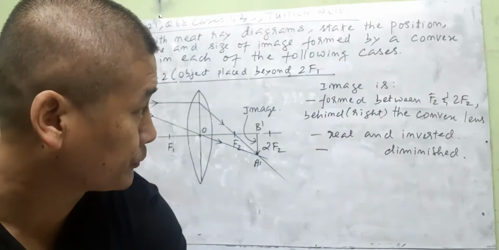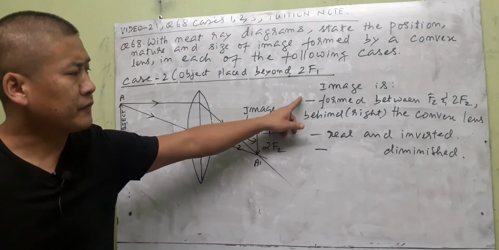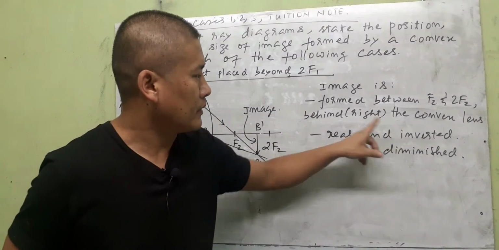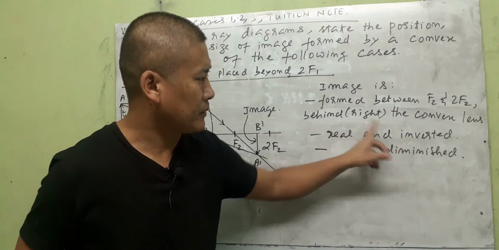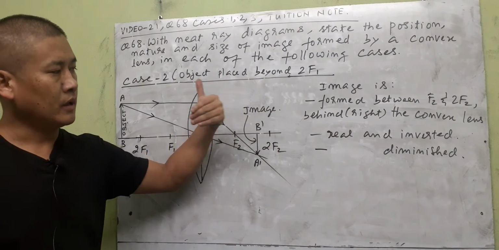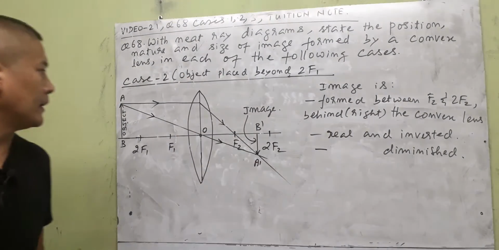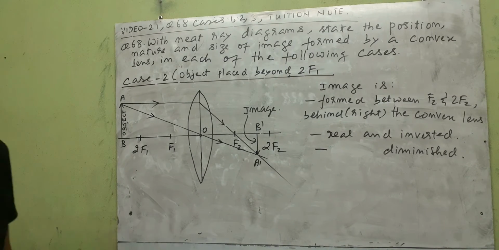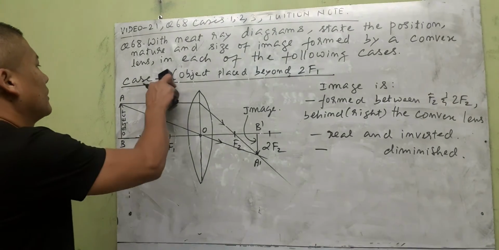Okay, then just notice here, even in the first case, real, inverted and behind or right. Here also real, inverted, behind or right. So it's settled now that every real and inverted image for a lens will be behind or on the right side. Okay, case 2. Then case 3. Let us go to case 3.